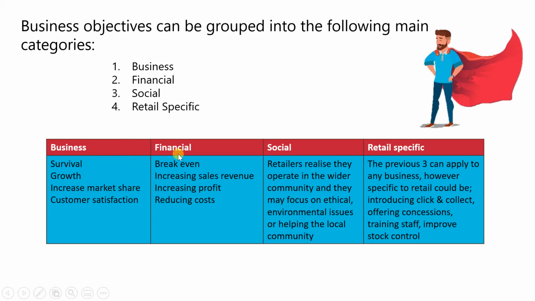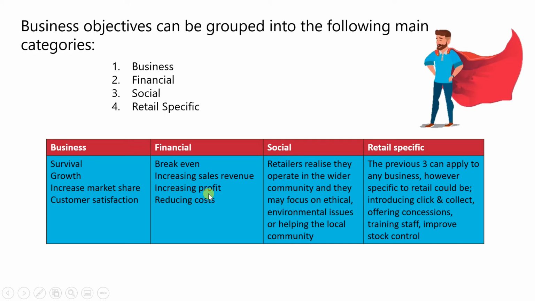Financial objectives. As you can imagine, these are about the money part of the business. Break even. We'll cover this later, but break even is where the company makes enough money to cover all their costs, but only cover their costs, so they've not yet made profit. Increasing sales revenue. So sales revenue is the amount of products that you sell. So that's the price times quantity sold, and that gives you how much revenue that you have. So you want to increase it.